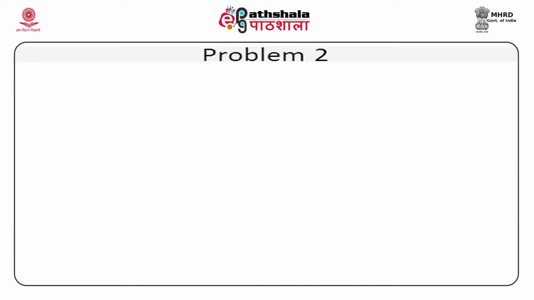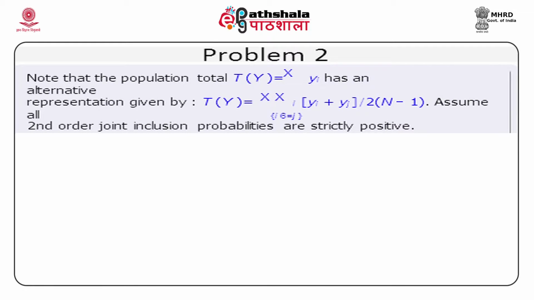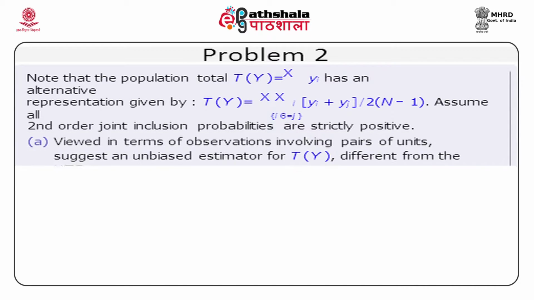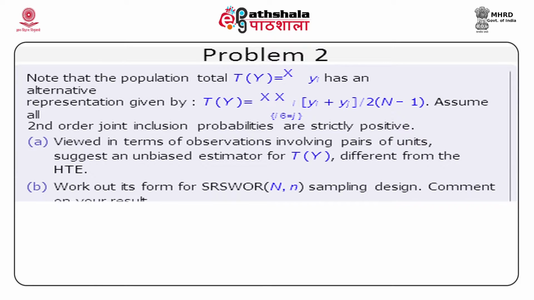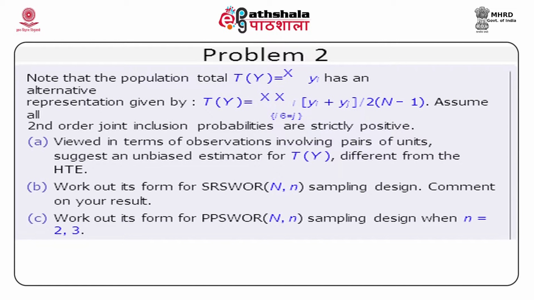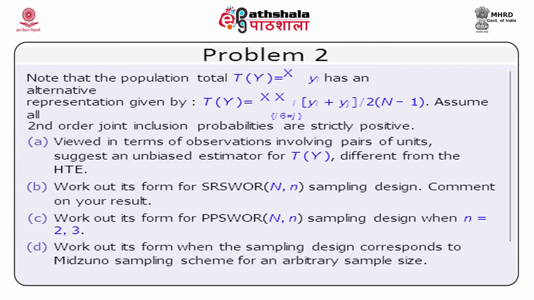Now, let us take up the problem number 2. Note that the population total T y equal to summation y I, it has an alternative representation. Can you pick it up now? Assume all the second order joint inclusion probabilities are strictly positive. Viewed in terms of observations involving pairs of units, suggest an unbiased estimator for the total different from the Horvitz-Thompson estimator. Work out its form for simple random sampling without replacement sampling design, and comment on your result. Work out its form on PPSWOR sampling design when small n is 2 and 3. Work out its form when the sampling design corresponds to Mizuno sampling scheme for an arbitrary sample size.